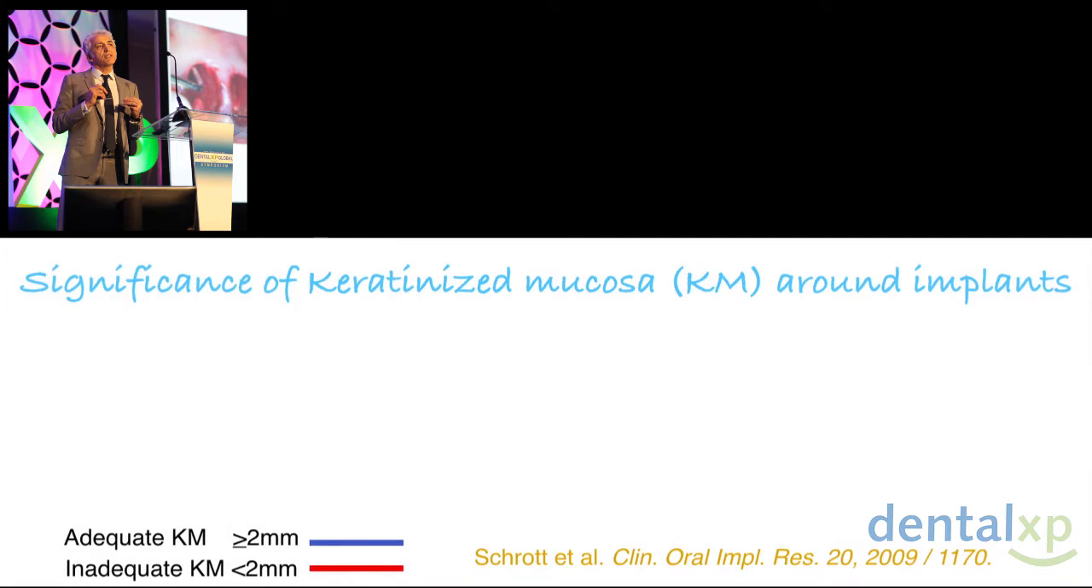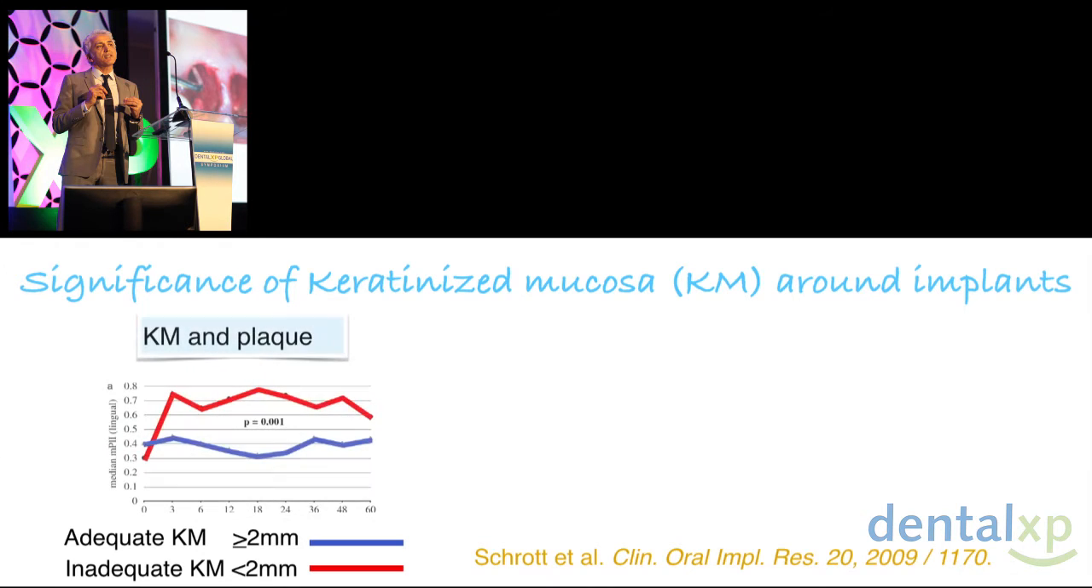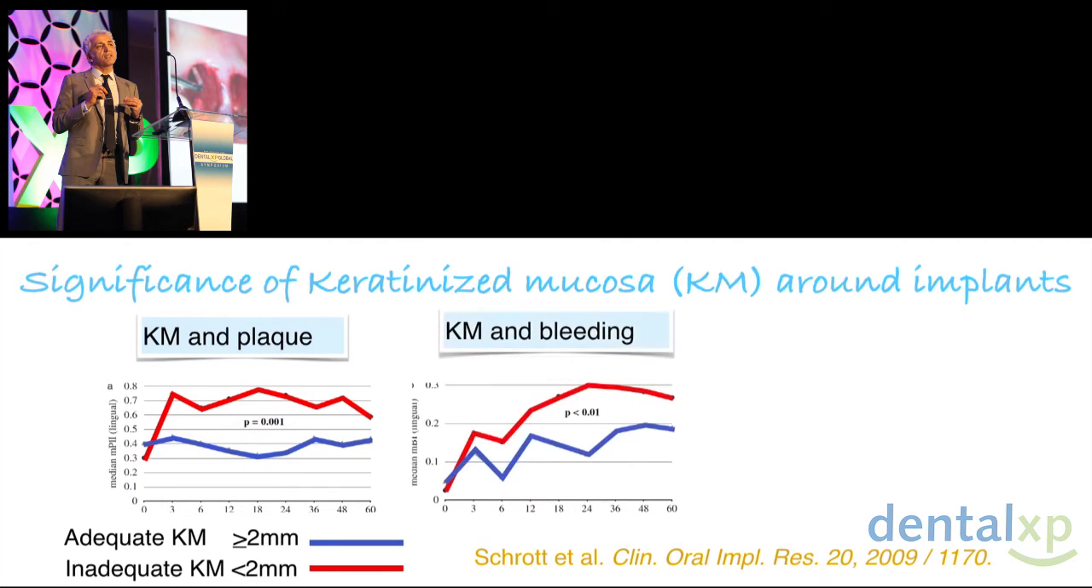What about dental implants? We've known comparatively less about the significance of keratinized mucosa around implants. There are a number of studies and systematic reviews which have addressed this. The long-term prospective study that I've seen that addresses it best is what I brought for you today. It shows that when we have minimum zones of keratinized mucosa, less than 2 millimeters, shown in red, there's increased plaque accumulation over the 5-year follow-up period. There's also increased inflammation around sites that have minimum zones of keratinized mucosa.